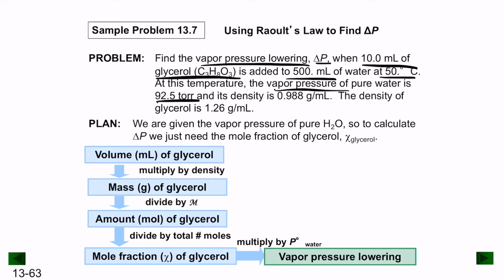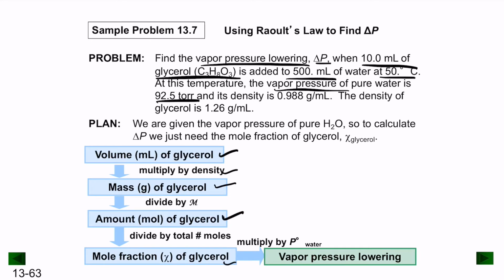Let's look at the map of how you can calculate this. First, we need the mole fraction. Use the volume of the glycerol that is present and multiply it with density. When you multiply it with density, you get mass, and divided by the molar mass, you get the number of moles, and finally divided by the total number of moles, you get the mole fraction.